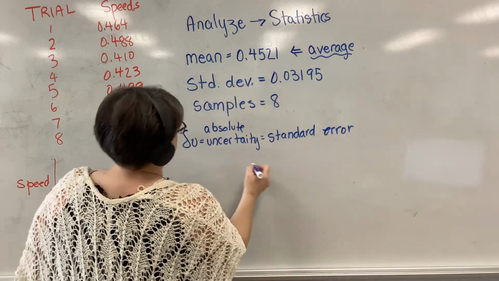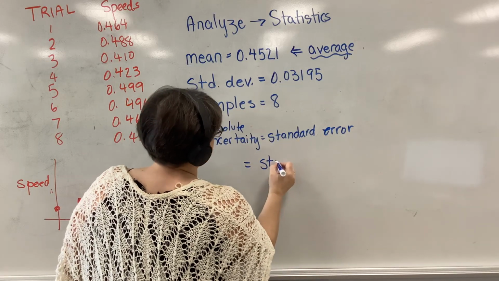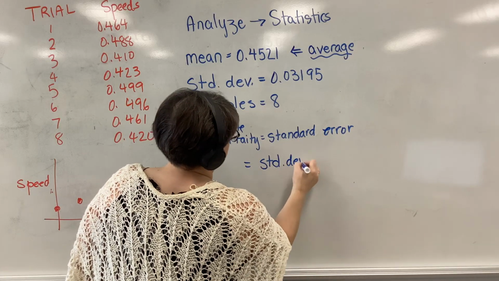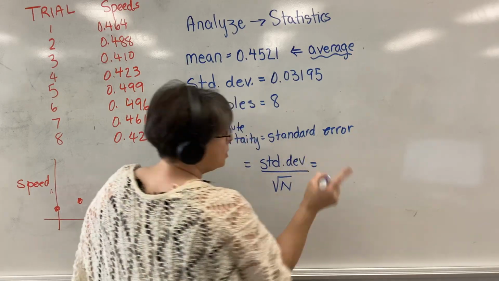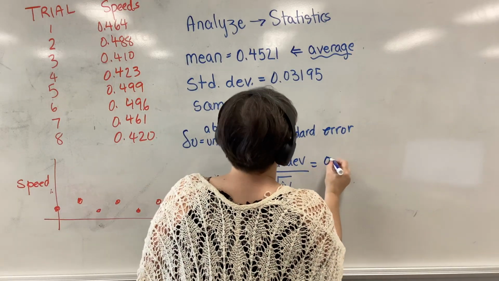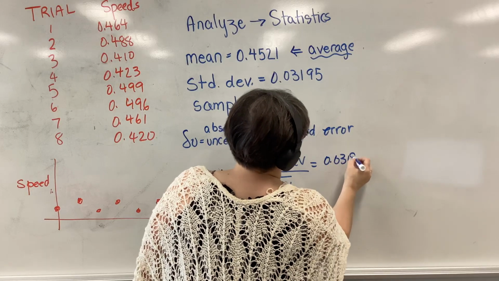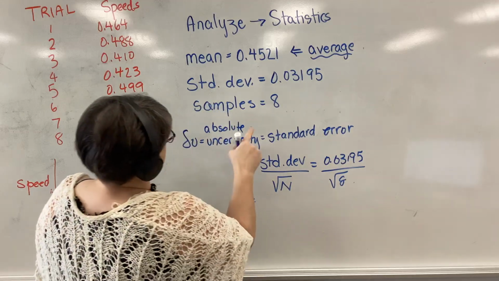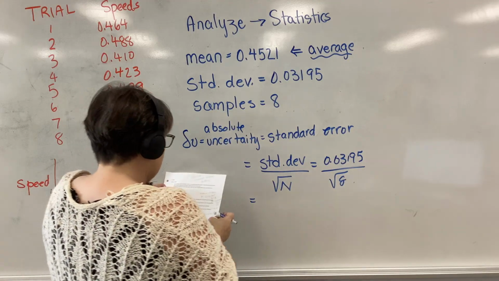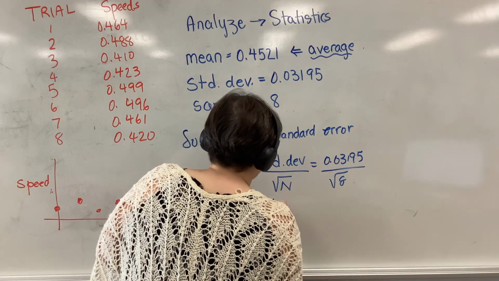And you calculate that by doing the standard deviation divided by the square root of the number of points. So this one, you'll haul out your calculator and do this one. 0.03195 divided by the square root of 8. And if you do that on your calculator, you'll probably get 0.01.